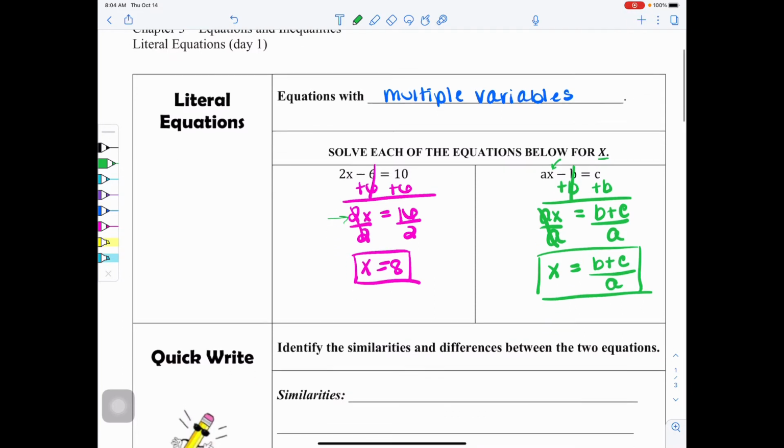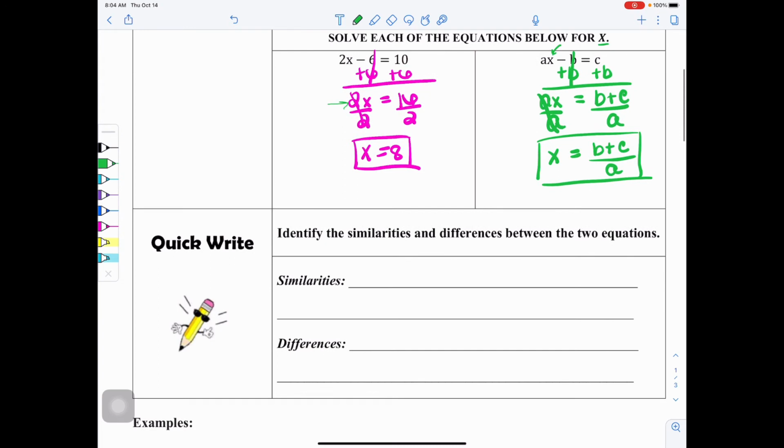I want you to take a second and complete a very fast quick write. I want you to pause the video and try these questions. You're going to identify the similarities and differences between the two equations. Please list them under the respective areas that you see there. Please pause the video, complete these two questions, and resume the video to go over the answers.